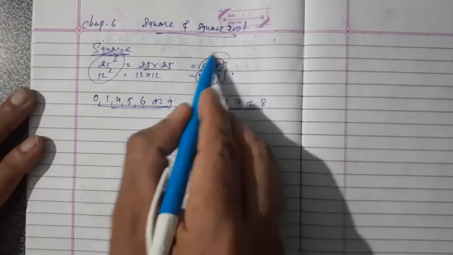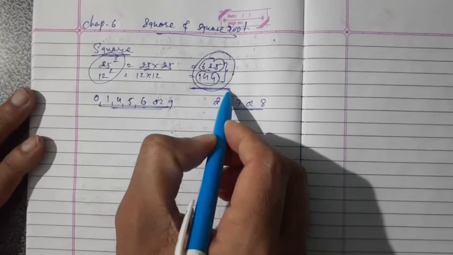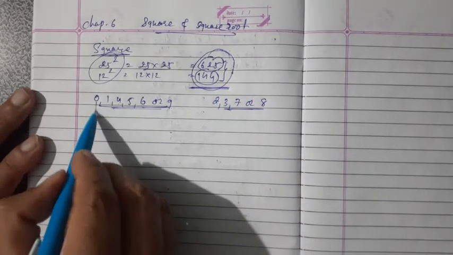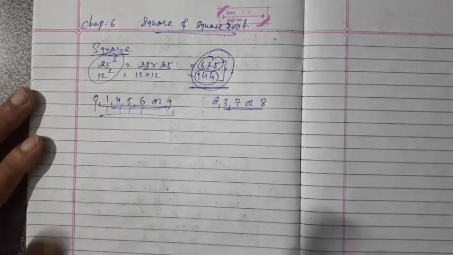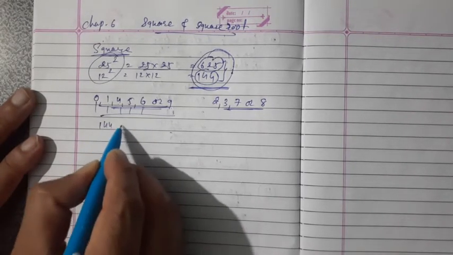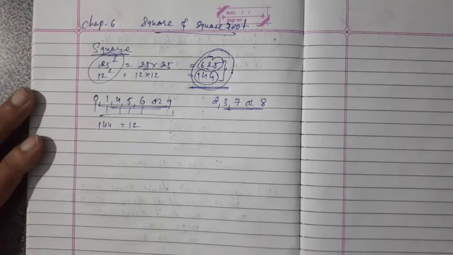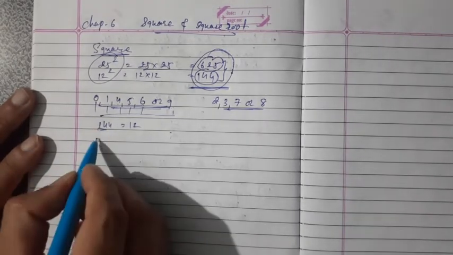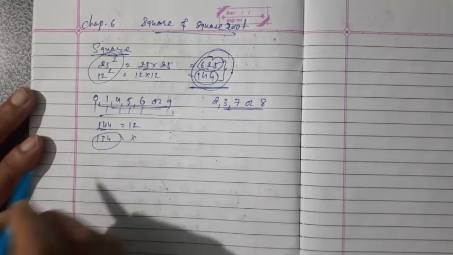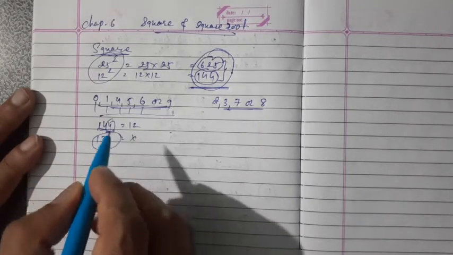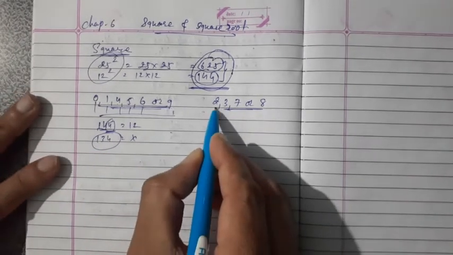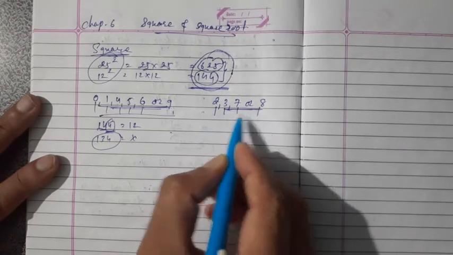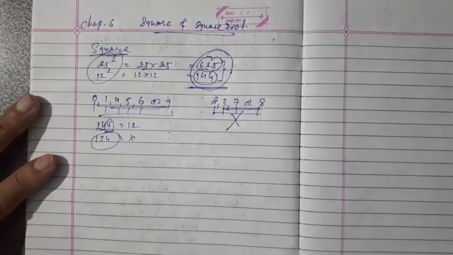So which are the perfect square numbers? If a number has 0, 1, 4, 5, 6 or 9 at the unit place, it can be a perfect square number, though we are not sure. Look, 144 is the square of 12, so it is a perfect square number. But 134 is not a perfect square number. With 4 at the unit place it may be a perfect square, but if 2, 3, 7 or 8 is at the unit place, it can never be a perfect square number.